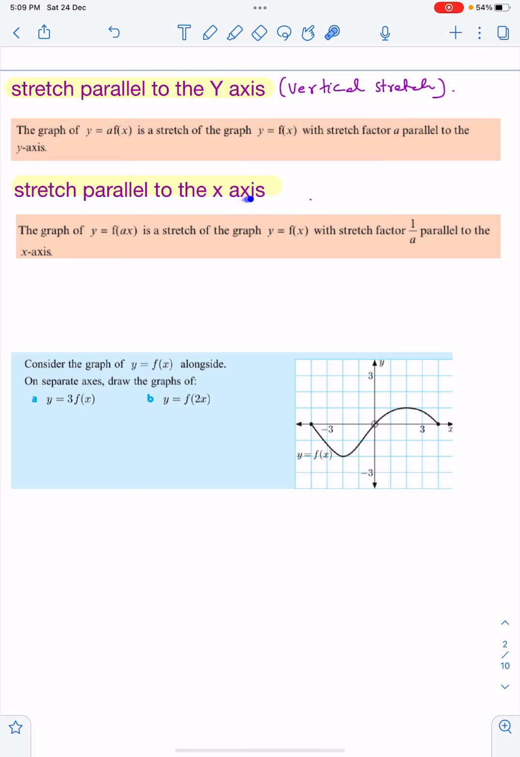The other stretch is the stretch parallel to the x axis. In this case, how do you recognize that? In that case, there is a constant being multiplied by x in the function. Wherever there is an x, a constant will be multiplied by x. This is called the stretch parallel to the x axis, or the horizontal stretch.